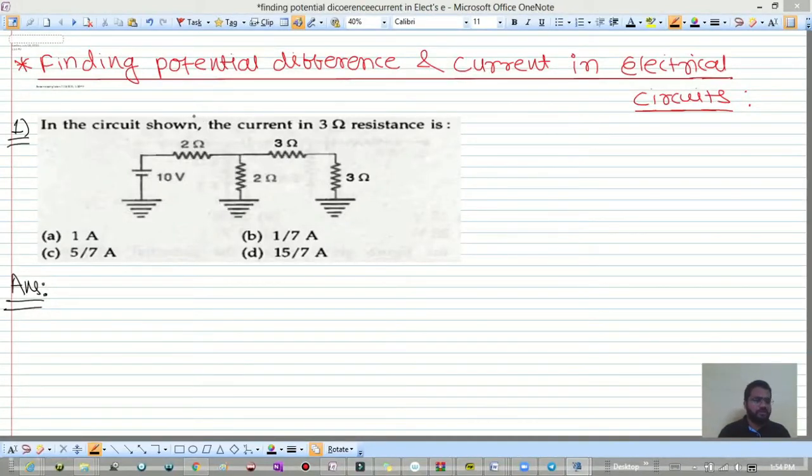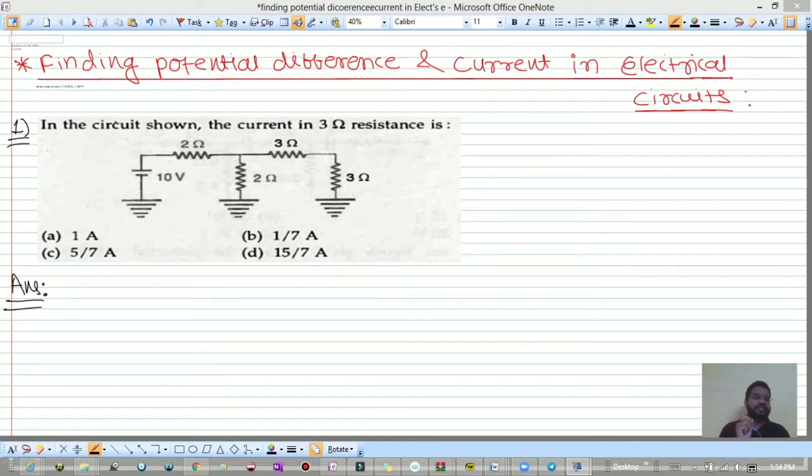So in this video we will be solving 10 questions based on the potential difference and the current in the circuit. Okay, so if you solve these 10 questions thoroughly by understanding each and every concept in the question, I'll assure you that you will not find any difficulty in finding the potential difference and current in the electrical circuit.